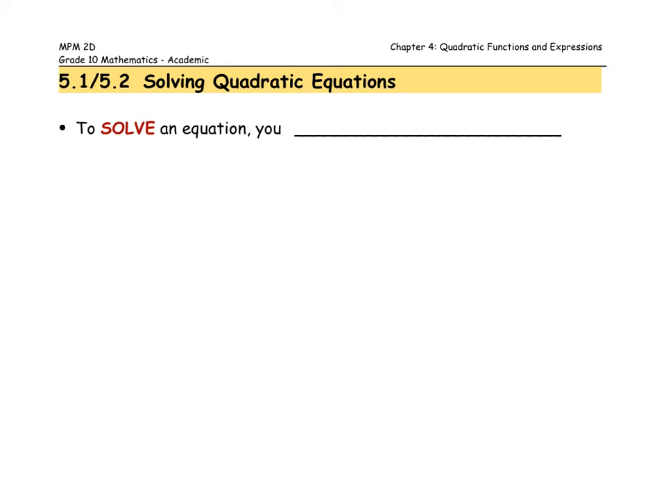So I want us to stop for a minute and think about what we already know about what it means to solve an equation, just any equation in general. So for example, if I gave you the equation, let's say, 2x + 3 = 7, and I said, solve this for me. Well, what would that mean? What would it mean to solve it?